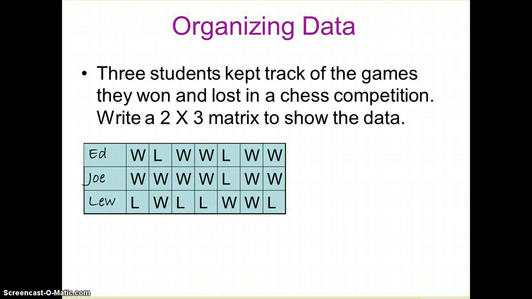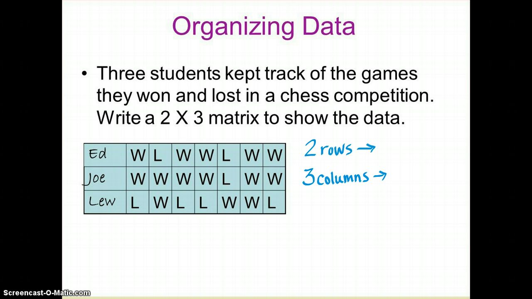And it says it needs to be 2 by 3, which means 2 rows. Okay, so I need to have 2 rows, and I need to have 3 columns. If they were not specific, I could make this matrix whichever direction I like, 2 by 3, 3 by 2, however you want.